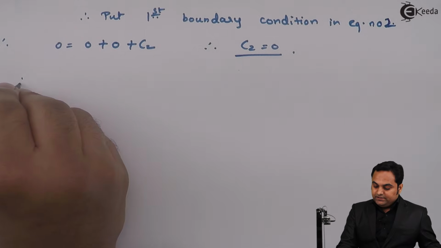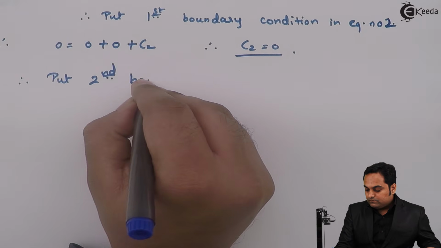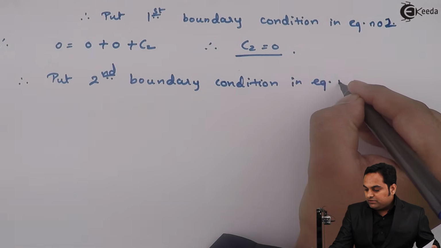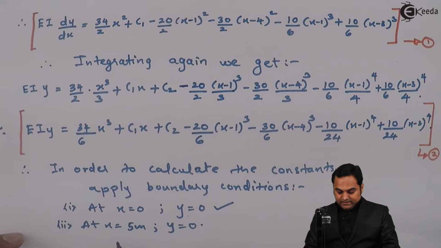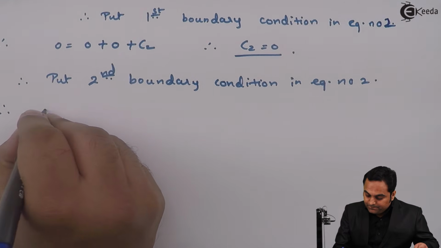Next I'll say that put second boundary condition in equation number second. So at the second boundary condition we have at x is equal to 5 meter, y is 0. So again left hand side is 0.